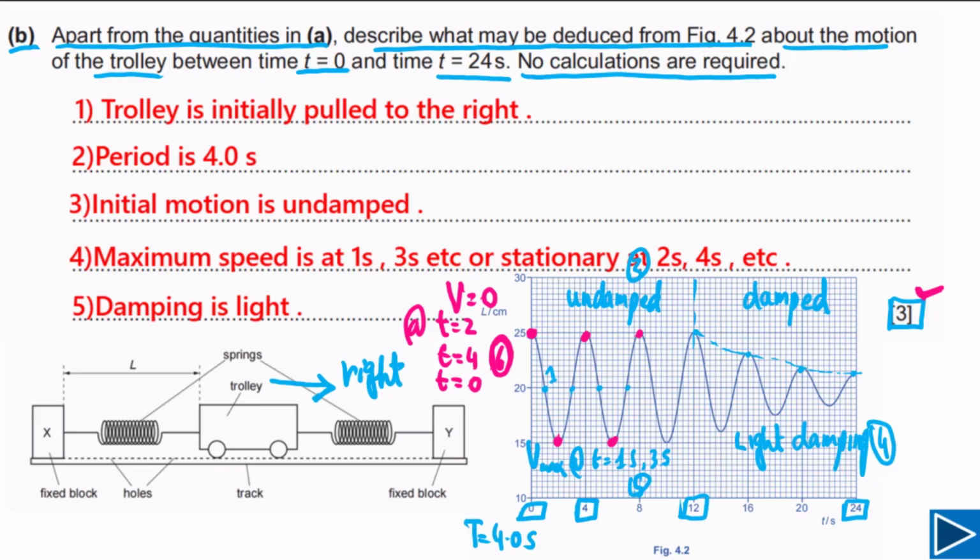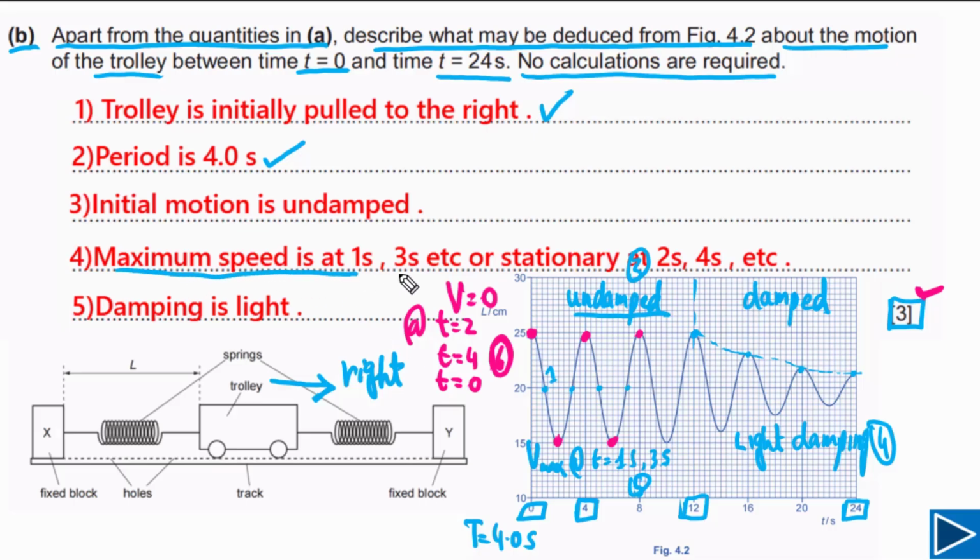For this question, you can write down these points. The first point I have written here is that the trolley is pulled to the right. You will get 1 mark. For the second mark, you can say the period of oscillations is 4 seconds. You will get the 2nd mark. And for the 3rd mark, you can say initially the motion is undamped, as we have discussed here. Motion is undamped until this point.